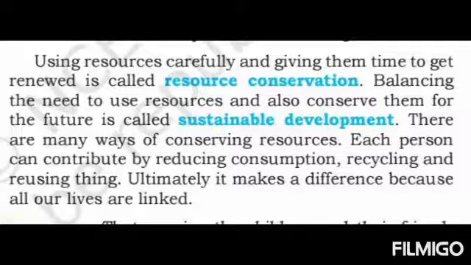Regarding resource conservation, we have two methods mentioned here. One is resource conservation and the other one is sustainable development. These are the two methods to conserve our resources for present and future generations.